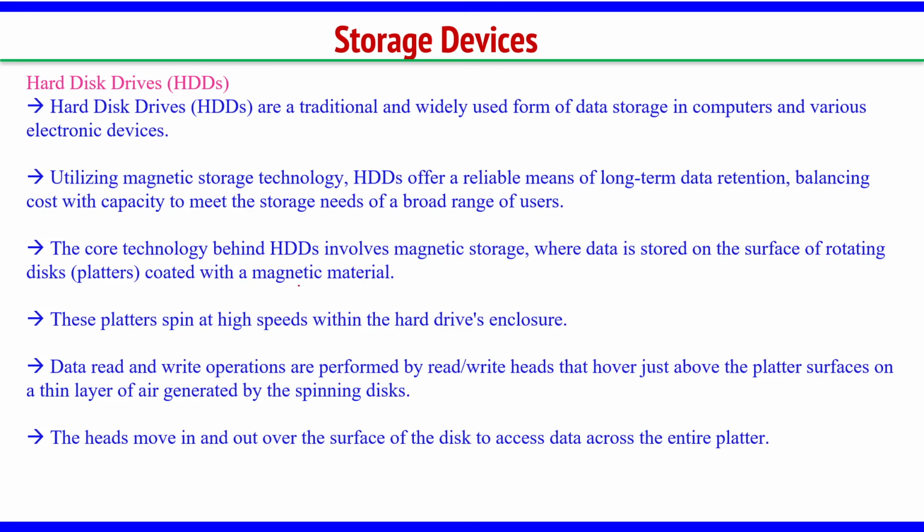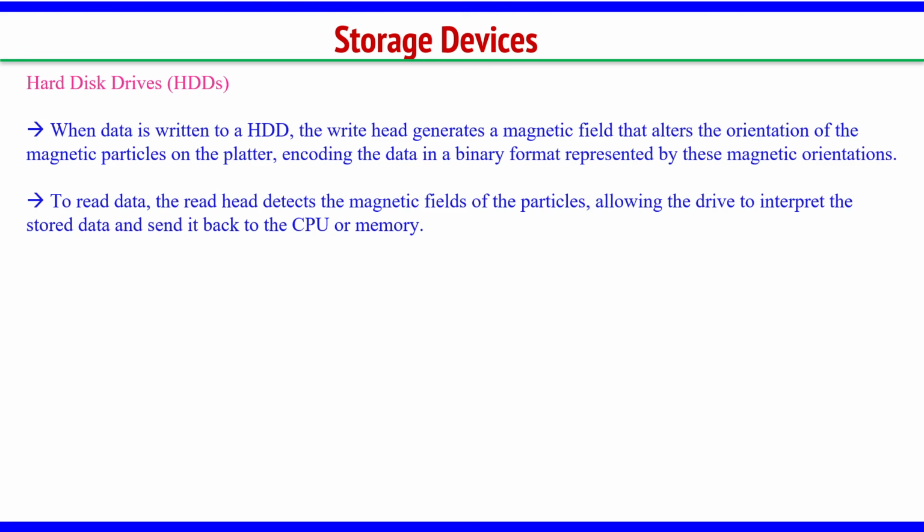The core technology behind HDD involves magnetic storage, where data is stored on the surface of rotating disks called platters coated with a magnetic material. If you open a hard disk and see, you can see all that mechanical design. These platters spin at high speeds within the hard drive's enclosure. So in that box of the hard drive, there is a plate which is actually spinning. Data read and write operations are performed by read-write heads that hover just above the platter surfaces. So this is the entire internal structure of the hard disk drive.